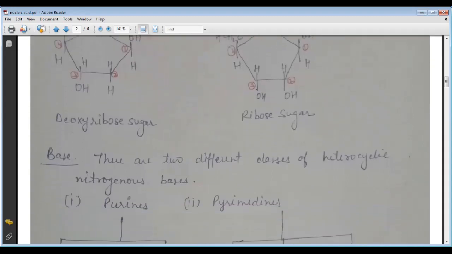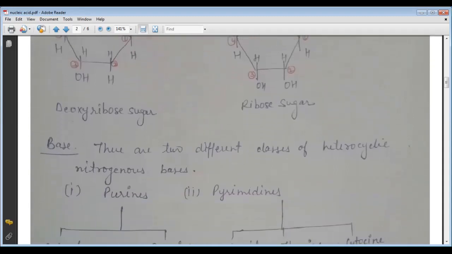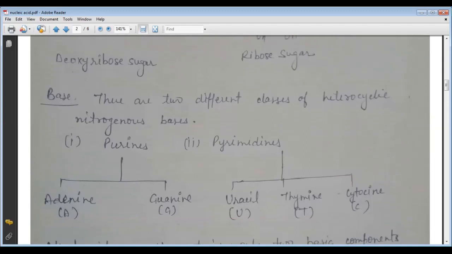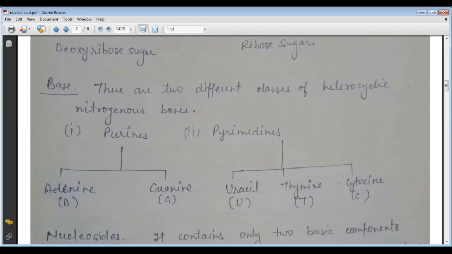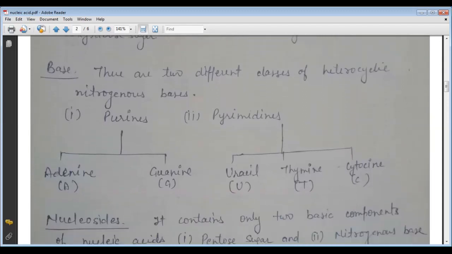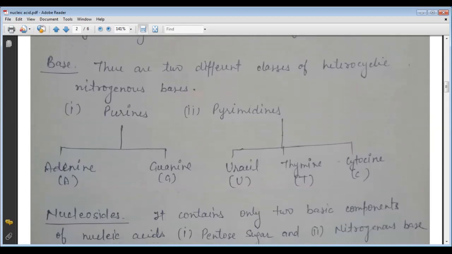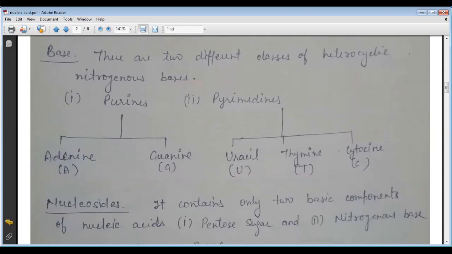Now we come to the base. What is the base? There are two different classes of heterocyclic nitrogenous base. The first one is the purine and the other type is called the pyrimidine. In the purine there are two bases: adenine, which is represented by the capital A, and the second is guanine, represented by the capital G. Now come to the pyrimidine. There are three types of bases.